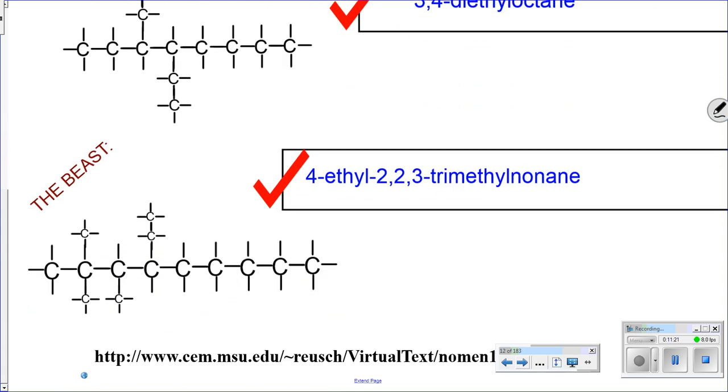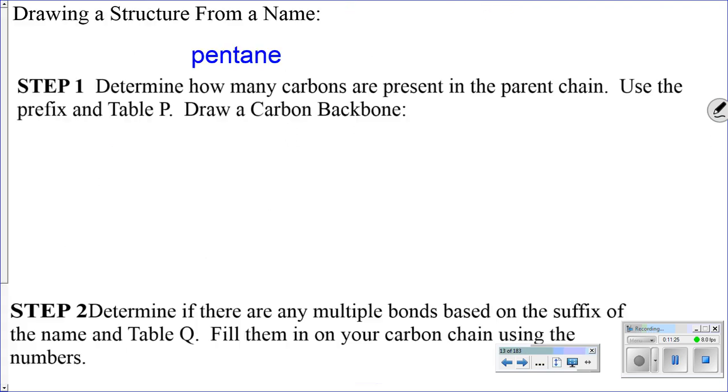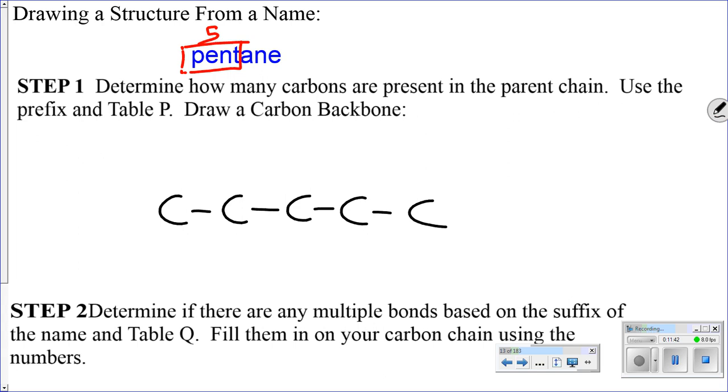Beast, pretty tricky stuff. So we'll practice these a little bit more in class. When you need to draw hydrocarbons, you're going to first look at table P to draw what's called a carbon backbone. So this is based on my prefix. Pent means 5 carbons in a row. So you just attach 5 carbons with single bonds between them.